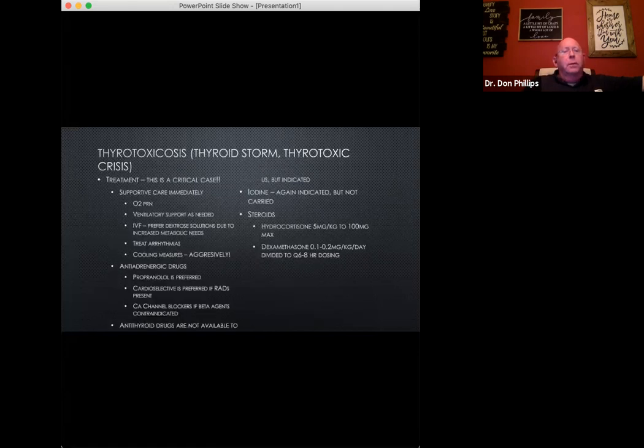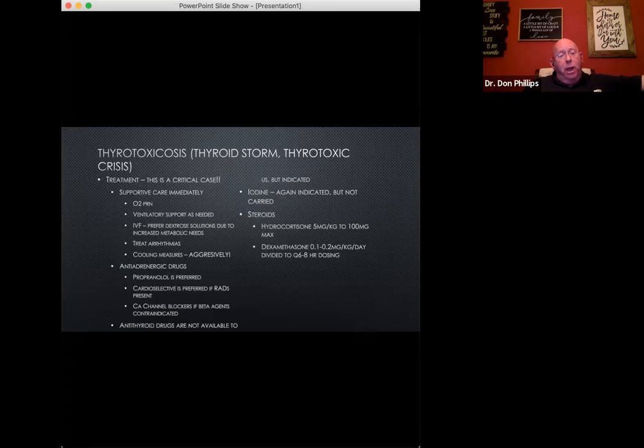So the treatment, supportive. Once again, treat the things that are going to kill people. Those are always ABCs. So give them oxygen, ventilation, IV fluids. Now, this is interesting to think about. It makes sense. They prefer dextrose solutions due to the increased metabolic needs. Treat any arrhythmias, aggressive cooling measures. So ice them down if you need to. Once again, anti-adrenergic drugs. Propranolol is preferred, but you can give metoprolol. That's what my crews have.